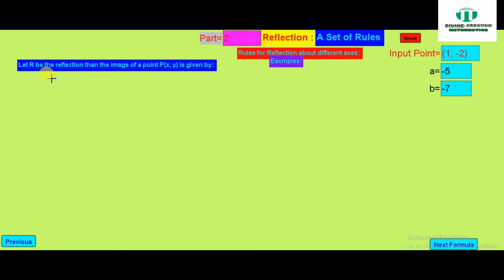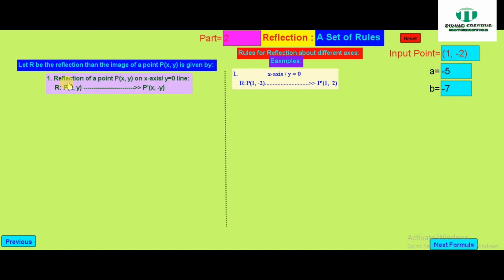Here I have one general point. You can see it on the screen. Let R be the reflection, then the image of a general point P(x, y) is given by the following formulas. Number one, reflection of a point P(x, y) on the x-axis, which means the line y equals 0, is given by R, the reflection under the given axis. Reflection of P(x, y) about the line y equals 0, or on the x-axis, is P'(x, -y).